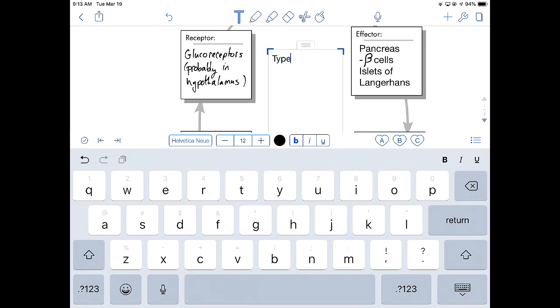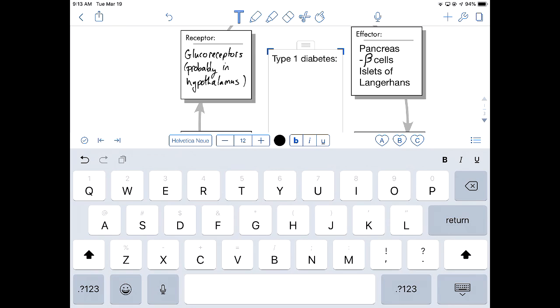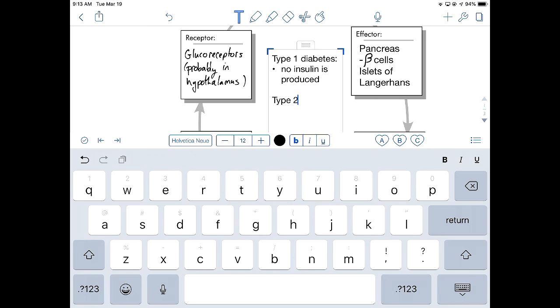So we have type 1 diabetes. This is the child onset diabetes, I believe. So it's where no insulin is produced, ineffective insulin production. And type 2 diabetes. This one usually has some genetic factors, but also some lifestyle factors that are affected.